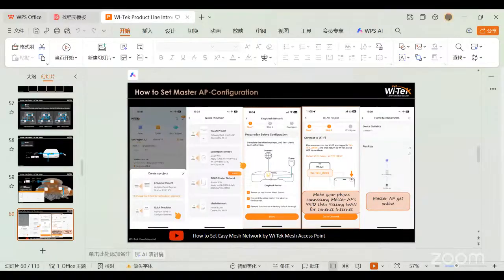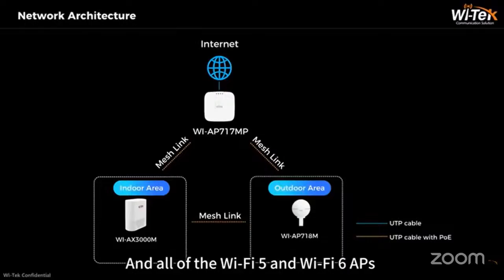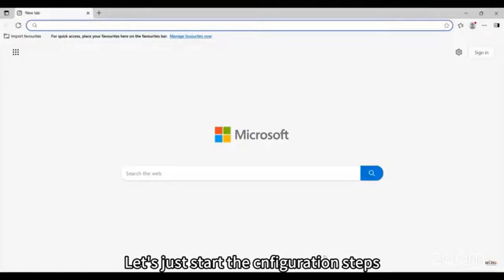Welcome to the Wi-Tek How to series. Today, we will explore the capabilities of the Easy Mesh routers and access points. We will build the mesh network based on this topology. The mesh router WI-AP717MP works in router mode. The other models, WI-AX3000M and WI-AP718M, are working in AP mode, both of them working as slave nodes. All of the Wi-Fi 5 and Wi-Fi 6 APs can mesh with each other. Let's start the configuration steps.